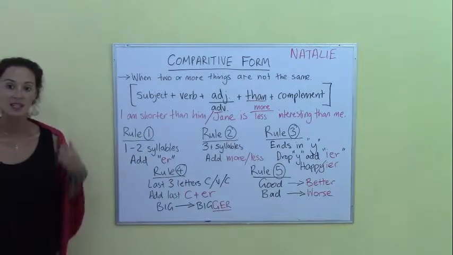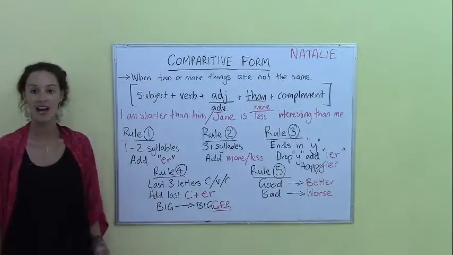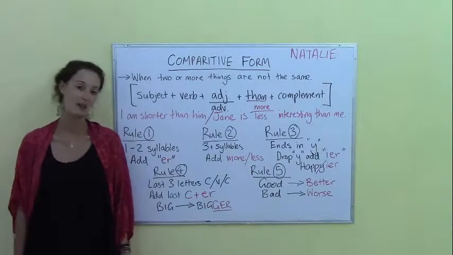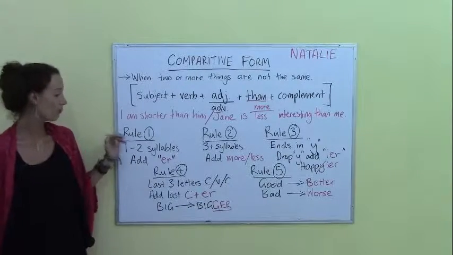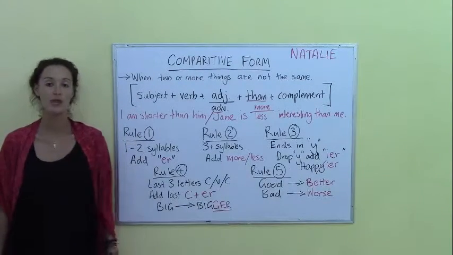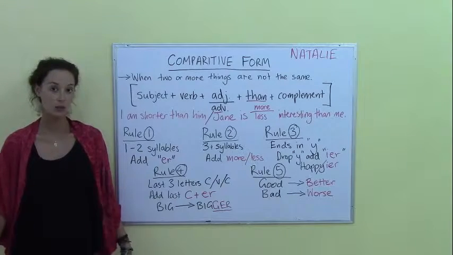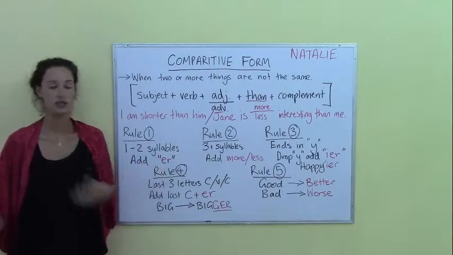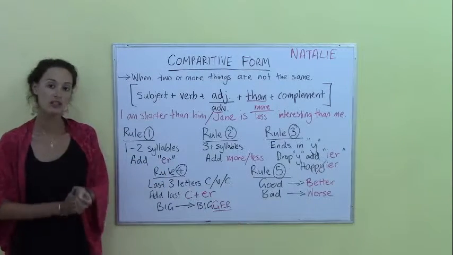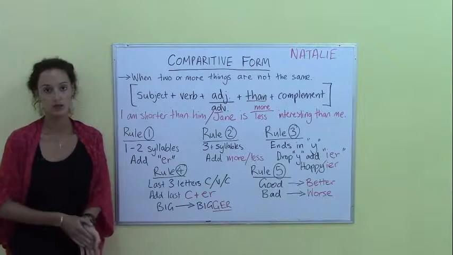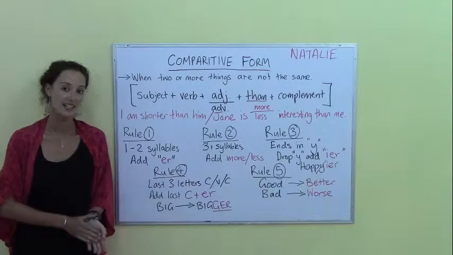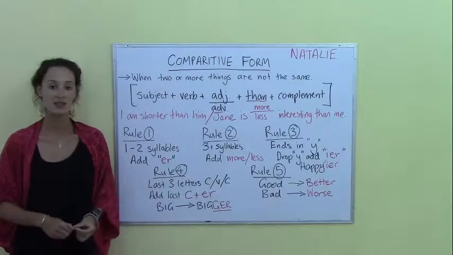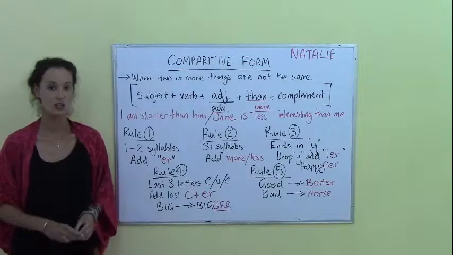Before I get into too many examples, I'm going to tell you about the 5 rules that you need to remember and memorize in order to form a sentence in the comparative form. Rule number 1, with adjectives or adverbs that have 1 to 2 syllables, syllables which are the sound of a word, you add an er to the end. For example, short is 1 syllable, tall is 1 syllable, fast, bright, and nice. You add er to the end. And don't forget, with adjectives and adverbs or any words ending in e, you just add the r.